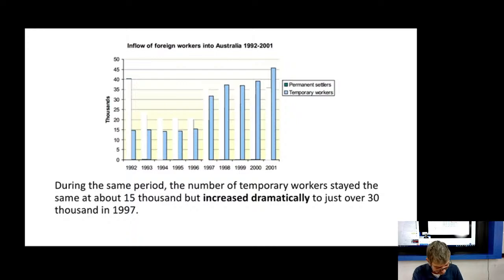Don't forget though, for increase dramatically, you can use other words. Again, go to thesaurus.com, find a synonym. So you could have soar, something like that. So that would mean the same thing as going up very quickly. Or you could have rocket. Some word that has a similar meaning to a dramatic increase.